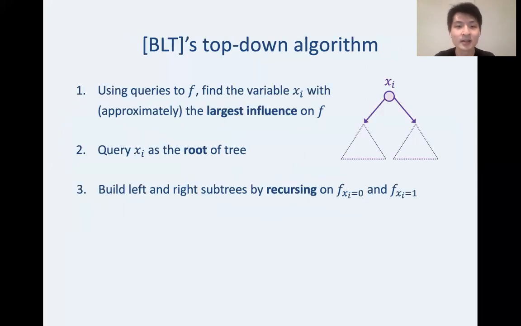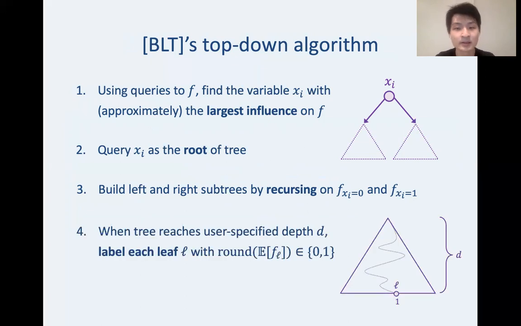So to put things together, the BLT top-down algorithm is as follows. As a first step, we find the variable xi that has the largest influence for function f. This can be easily done using queries to f. We put xi as a root and solve the two subtrees recursively. As a technical note, this algorithm will terminate once the tree reaches some pre-specified depth d. At that point, we label the leaves based on the majority votes.